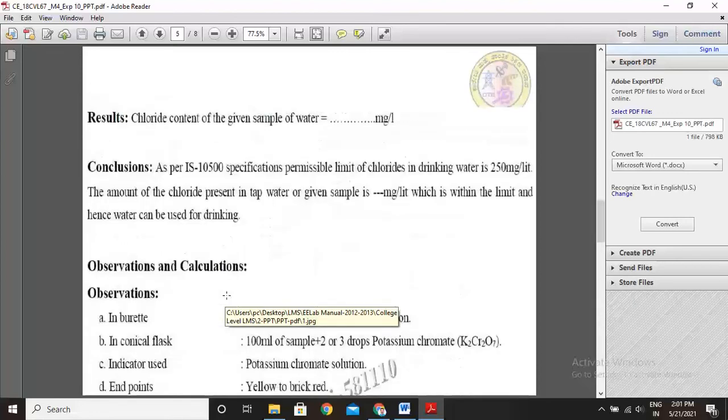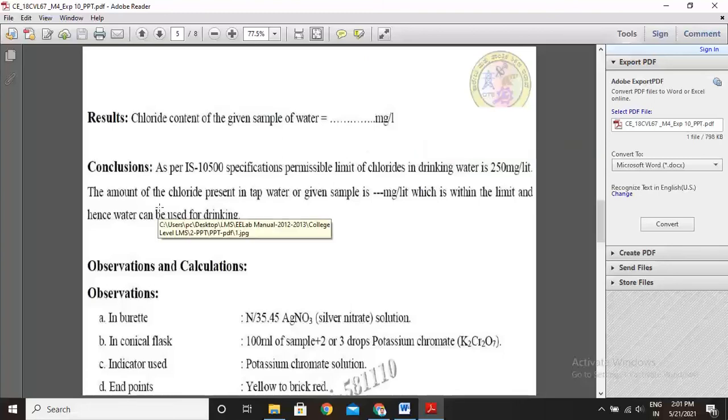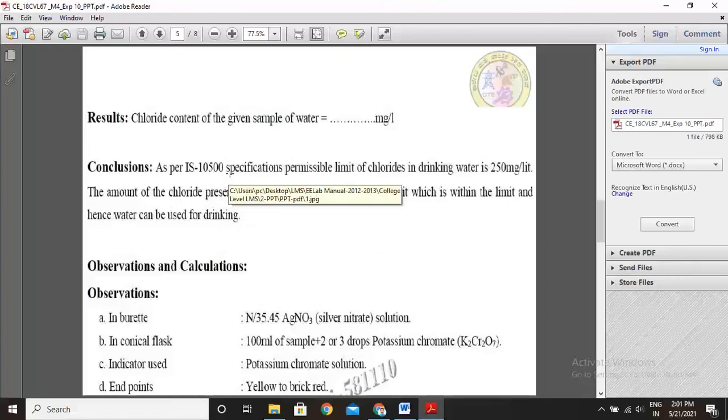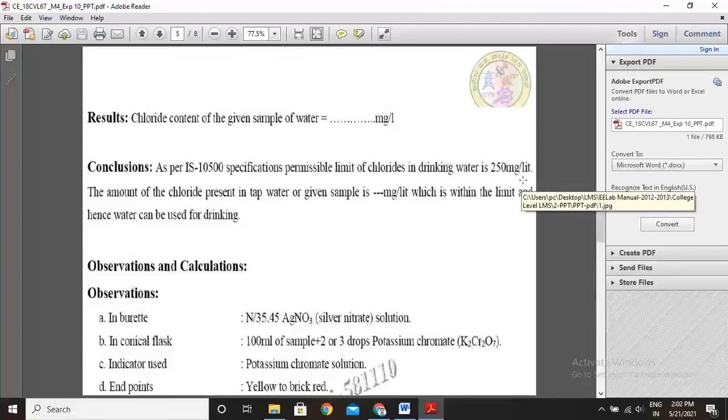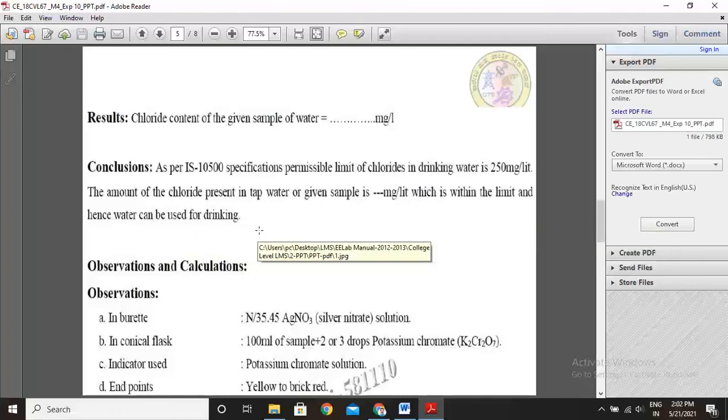After getting the readings and calculations, now write the result. The chloride content of the given sample of water is so many milligram per liter. Based on the result, you write the conclusion. As per IS 10500 specifications, the permissible limit of chlorides in drinking water is 250 milligram per liter. Therefore, the amount of chloride present in the tap water or given sample is this much milligram per liter, which is within the limit, and hence the water can be used for drinking. This is the conclusion based on the results obtained.